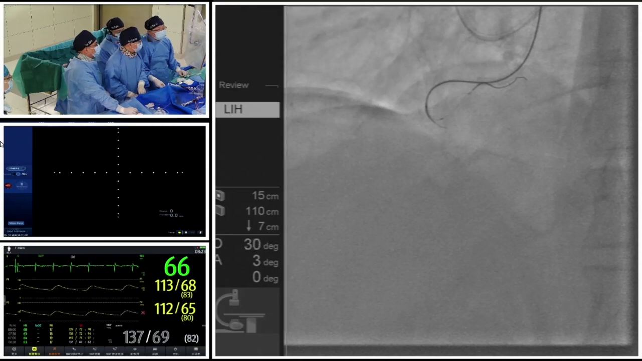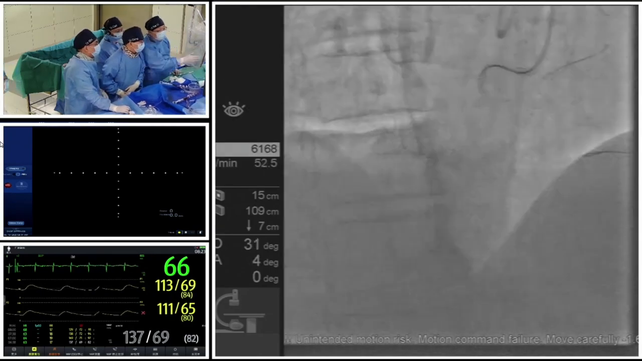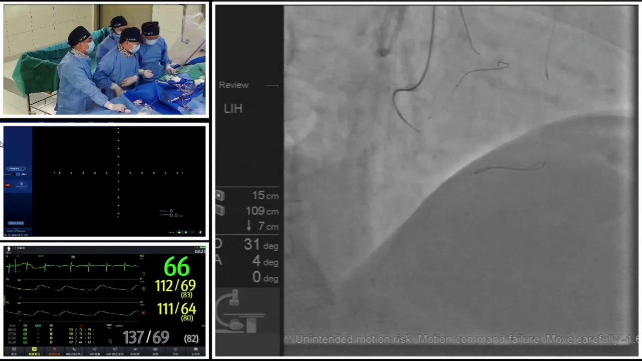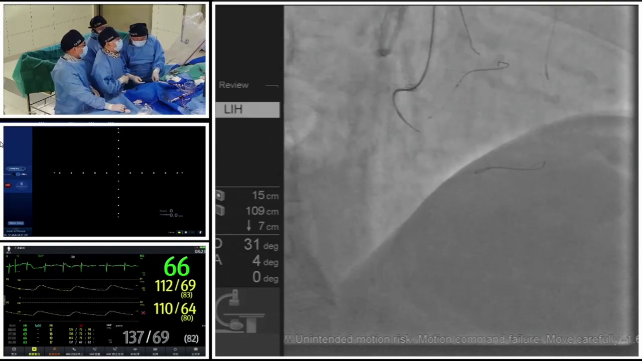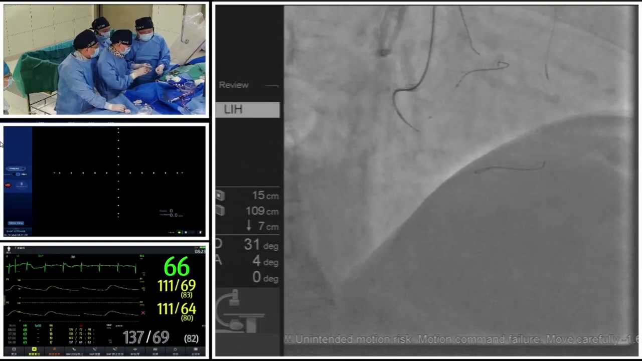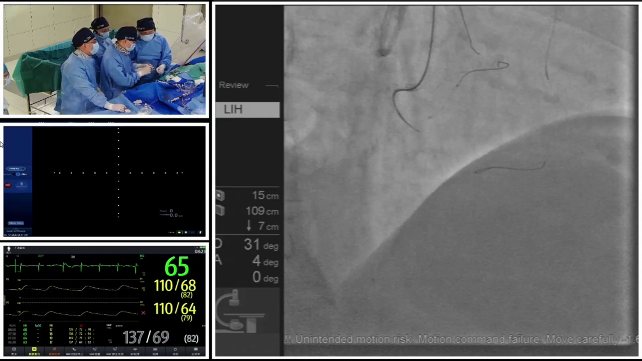I think the first step of antegrade wire is a great success because we can see that the antegrade wire is within the vessel architecture. This is good news, I think. This is a pretty tough case.